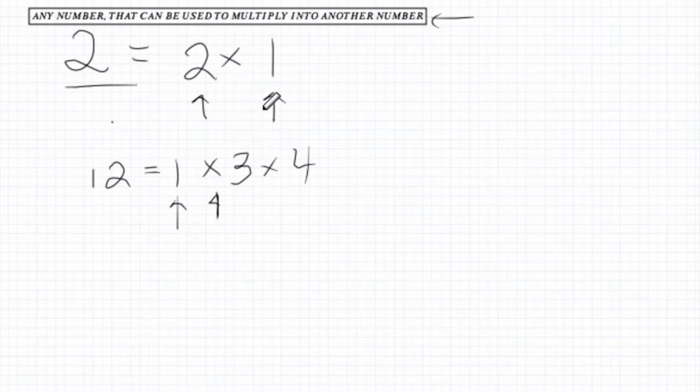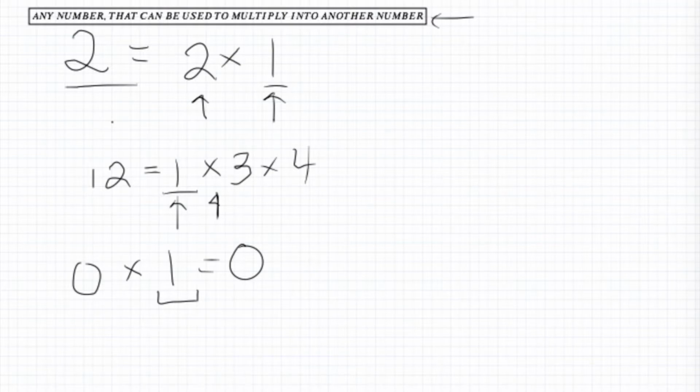Now you might notice something here. 1 will always be a factor of any number that we have, even 0, right? Because 0 times 1 is still 0. So whenever we factor something, we cannot forget that 1 will always be a factor. Which brings me to my next point, which is prime factors.